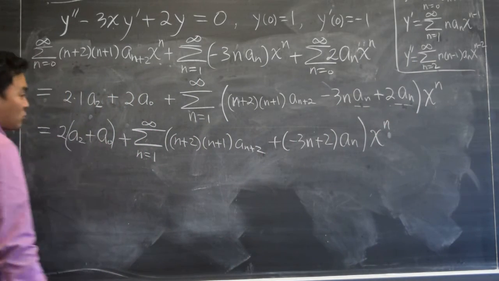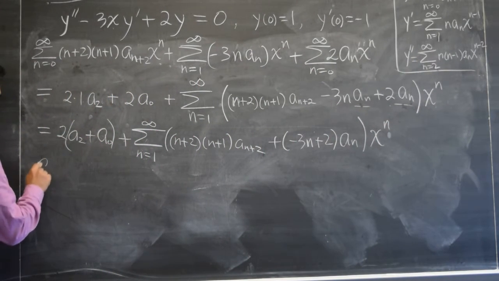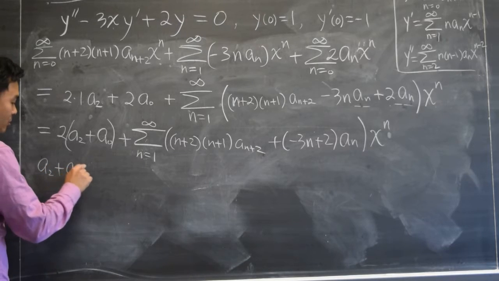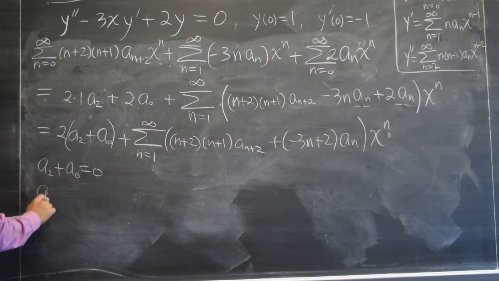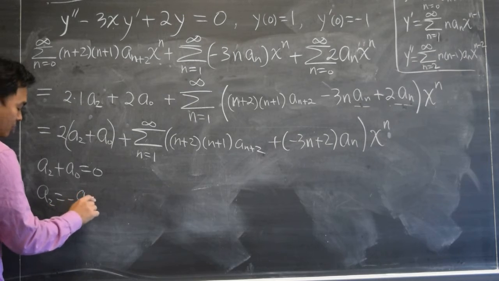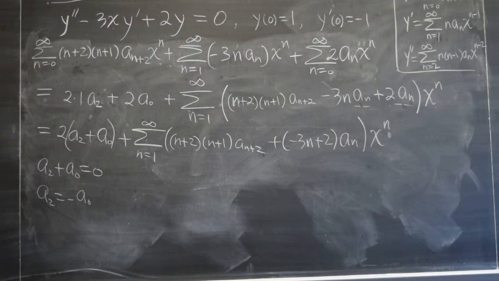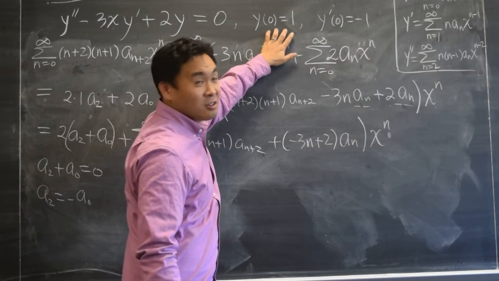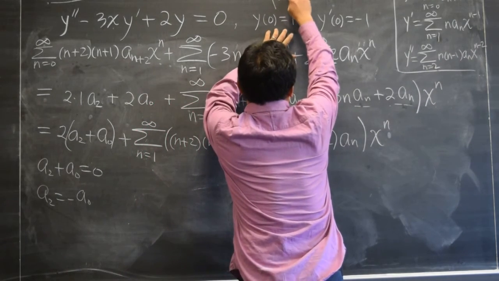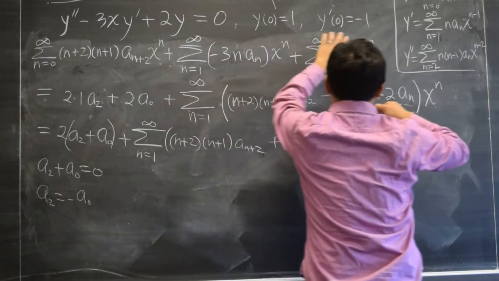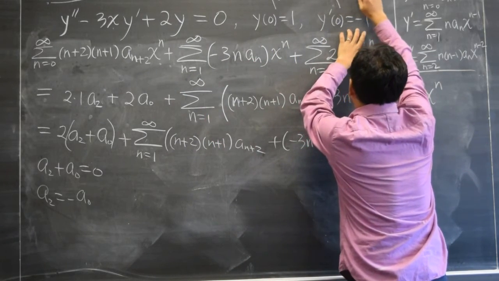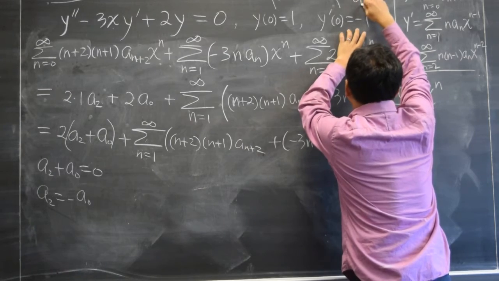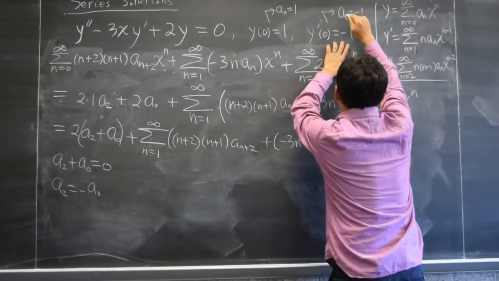And then each one of them should be 0. So first I know that a2 plus a0 should be 0, and you want to say that a2 is negative a0. By the way, I should have mentioned this before. What is a0 according to this? A0 actually means that a0 is 1. And what is a1? A0 prime, a1 is negative 1. That's what it is.